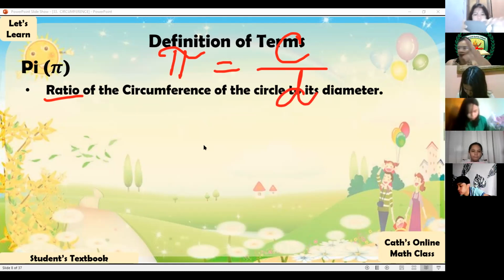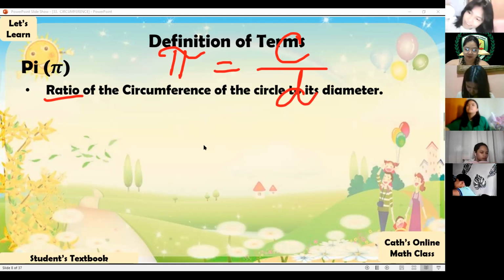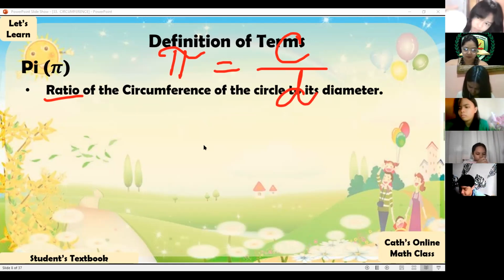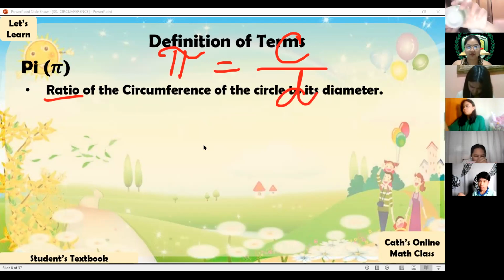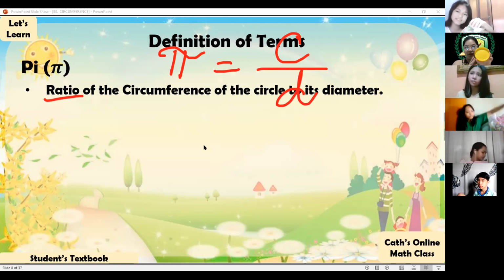Now get any circle objects in your house, and let us try to get pi. Even a small one is okay, like ice cream lids or container lids. Even if small or big, it's okay. For example, I have here the cap of a container. Measure the diameter first.